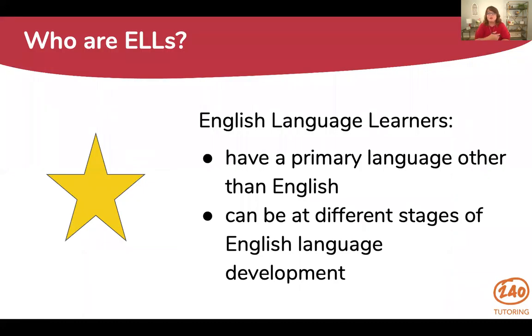Now, let's talk about what is an ELL. Some of you might have gotten hung up on that acronym right off the bat. An ELL is an English language learner. English language learners have a primary language other than English, and they can be at different stages of English language development. These various levels mean that the teacher must scaffold their instruction. And when we say scaffold, we mean adjust that instruction to the level where the child is at. So you are meeting them where they are.